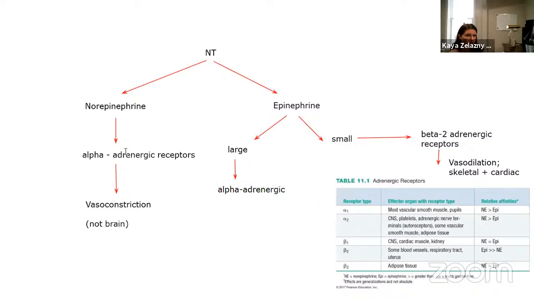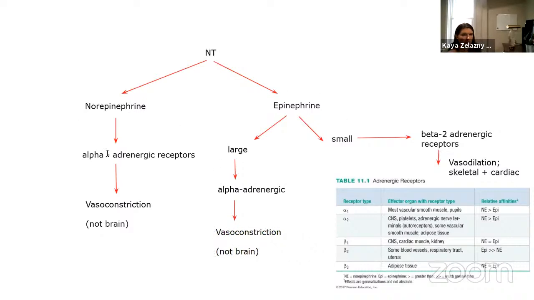And the effect of binding to alpha adrenergic receptors, whether we're talking about norepinephrine or epinephrine, is going to be vasoconstriction. So you can directly link in your mind alpha receptor vasoconstriction. Okay. So the receptor type is going to determine our vasoconstriction versus dilation here. Okay. Vasoconstriction. And again, this is happening most places, but not the brain.